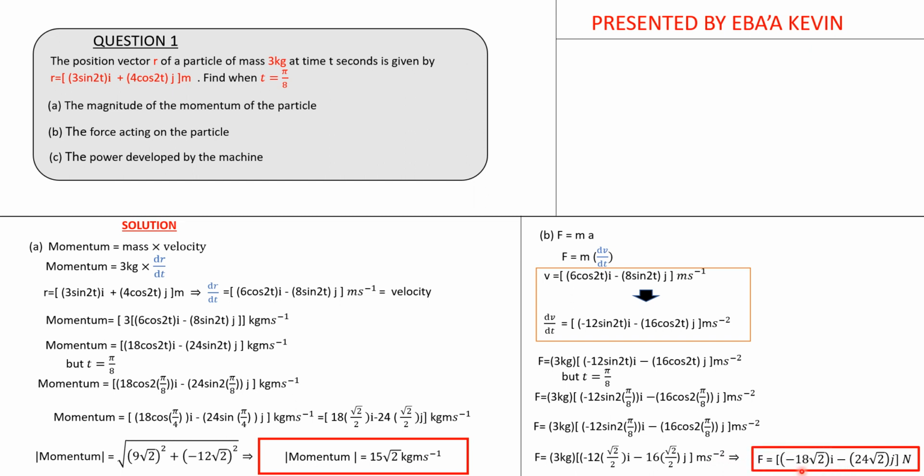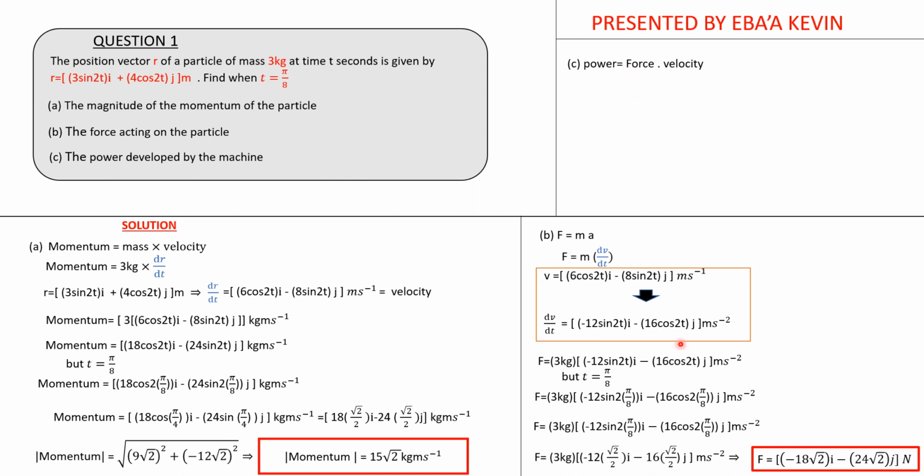So it implies therefore that our force is going to be negative 18 square root of 2 i, minus 24 square root of 2 j Newton. Actually, for part C of the question, we are being asked to calculate the power. We know that the power is equal to the force times the velocity. We already know the force, which we calculated here, but we are going to go gradually.